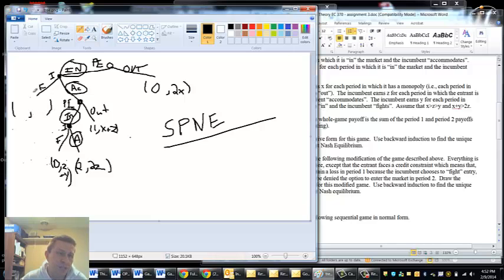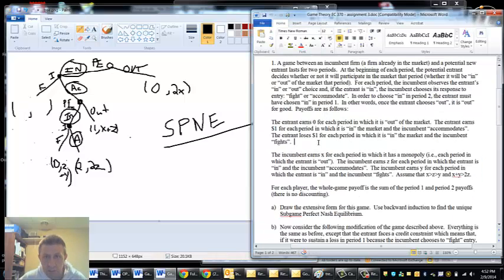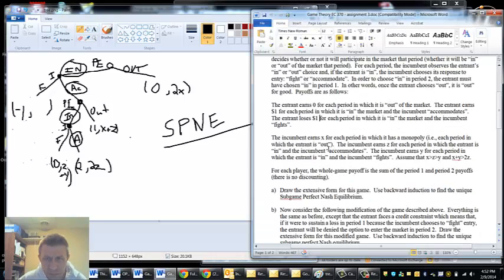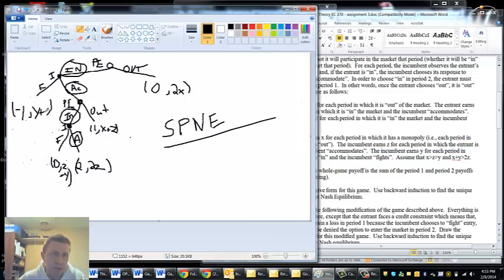So here, the potential entrant goes in and the incumbent fights. The entrant is out in period 2 where they get 0. In period 1 they lose $1, because the incumbent fought, so their payout is -1. And what kind of payout does the incumbent get? Well, the potential entrant was in and they fought, which we know is a payout of y. The incumbent earns y for each period in which the entrant is in and the incumbent fights. So that's y, plus one period they have a monopoly, and that is x. So it's y plus x.